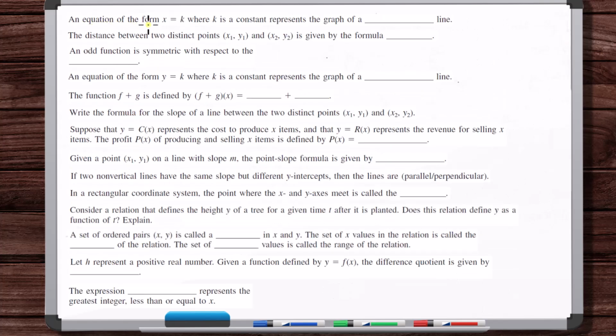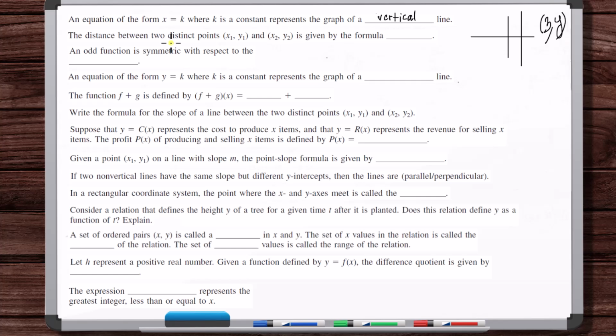An equation of the form x is equal to k, where k is a constant, represents the graph of a vertical line. Right? x is equal to a constant. That means it's any point that has x coordinate equal to k. So if k is equal to 3, then it's 3, y, any point with x coordinate 3, and that's a vertical line.